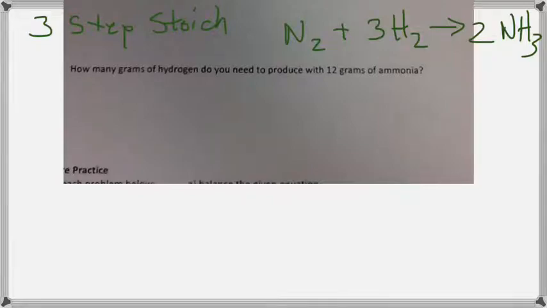Hey guys, this is Mr. Bennett, and I'm reviewing how to set up and solve a three-step stoichiometry problem. So with any stoichiometry problem, you always need to start with a balanced equation, a chemical equation for the reaction.